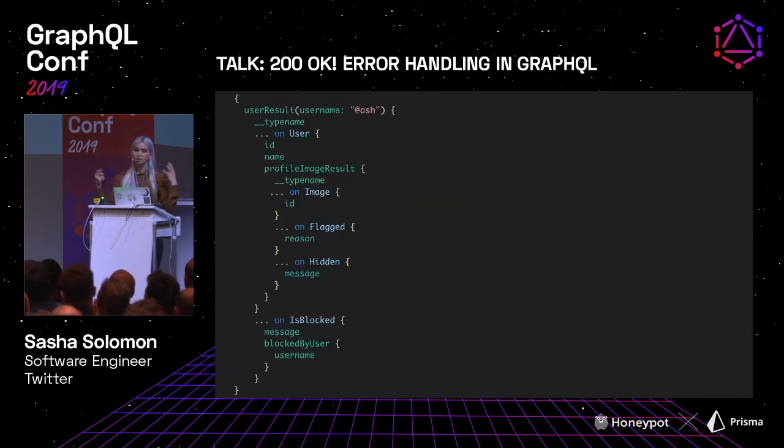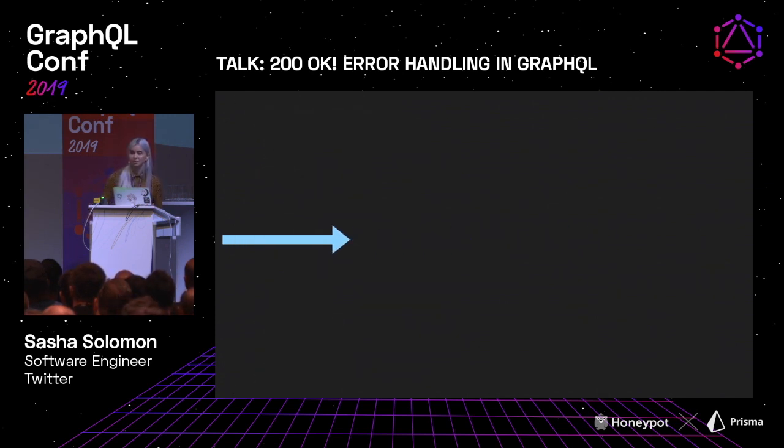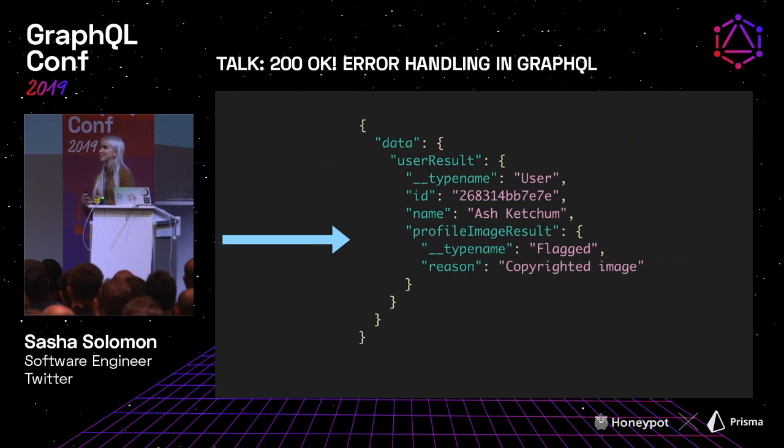So let's make this query again, but let's say this time something goes wrong with this image. So maybe we'll get one of our result types back. Cool. So now we get our user result as before. Its type is user, but therefore our profile image result, the type is flagged. And the reason is it's a copyrighted image. Ash is using a copyrighted image for his profile image. So we can see that we are still able to get our different result types back, and we're able to model them all in this schema now.